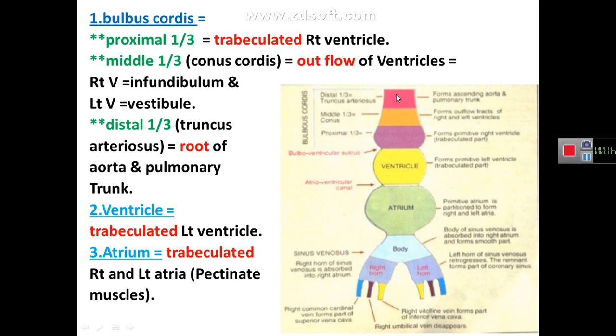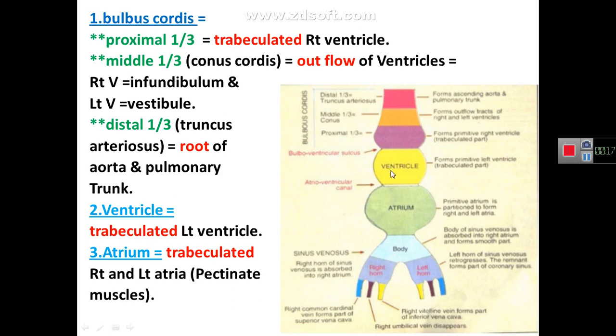The distal third of the bulbus cordis is called the truncus arteriosus, because it will form the trunk of the root of the aorta, which is the ascending aorta, and also it will form the pulmonary trunk. So these are the three parts of the bulbus cordis, from proximal to distal, divided into thirds. The proximal one-third is the right ventricle. The middle one-third is the conus cordis, forming the infundibulum of the right ventricle and the vestibule of the left ventricle. And the distal one-third, the truncus arteriosus, will form the trunk of the root of the aorta, which is the ascending aorta, and the pulmonary trunk.